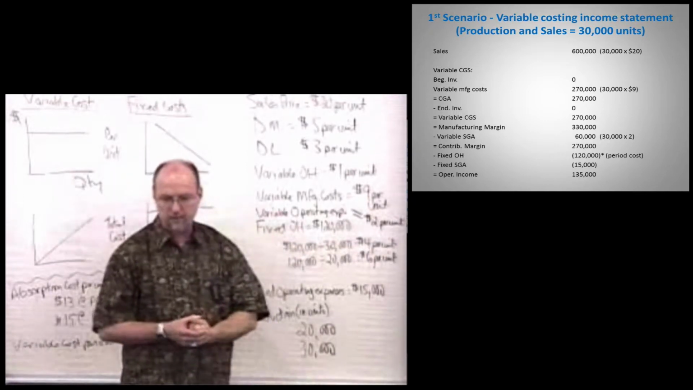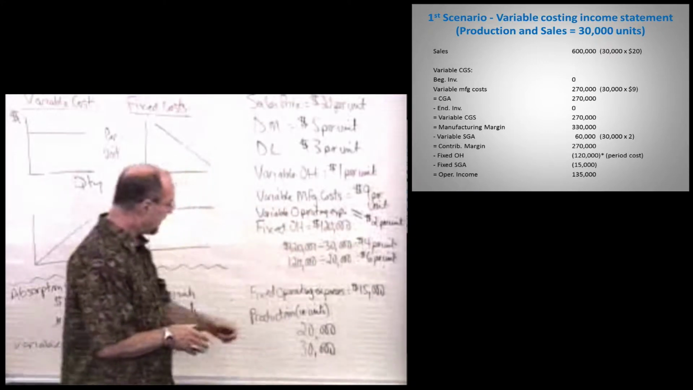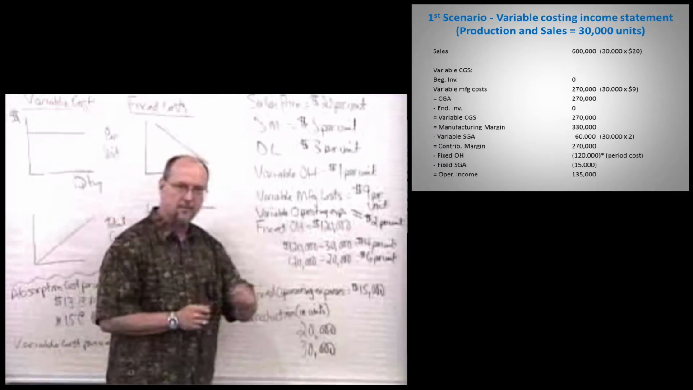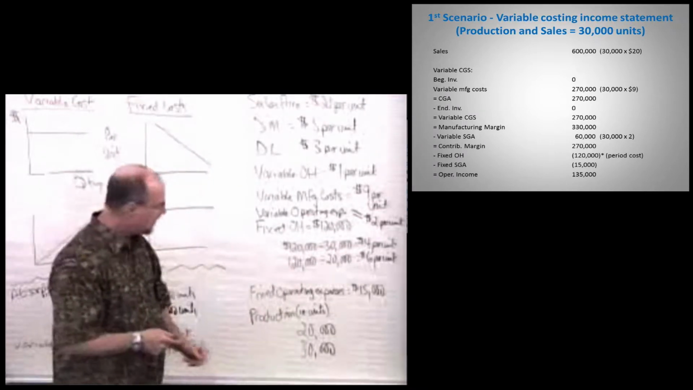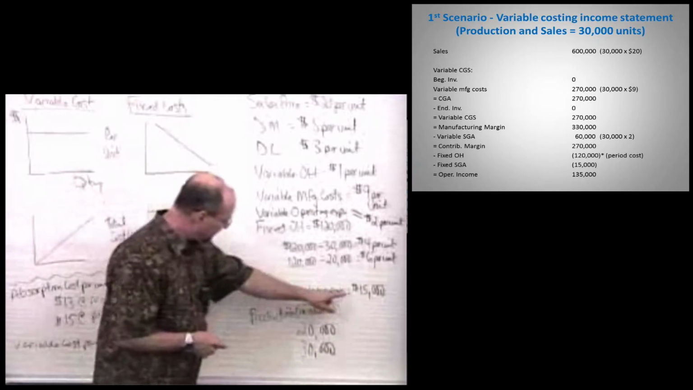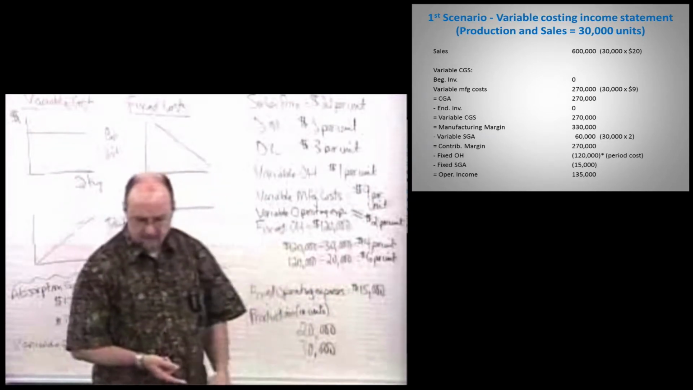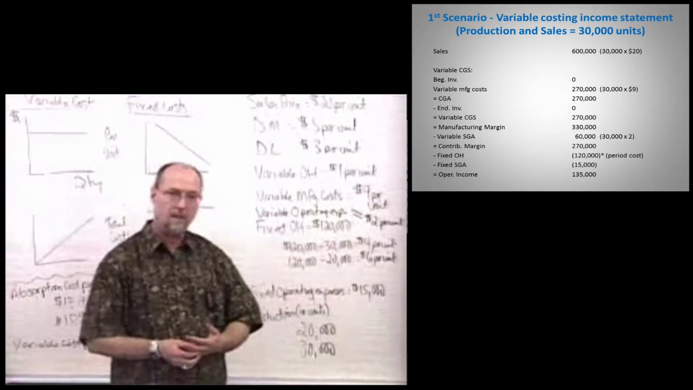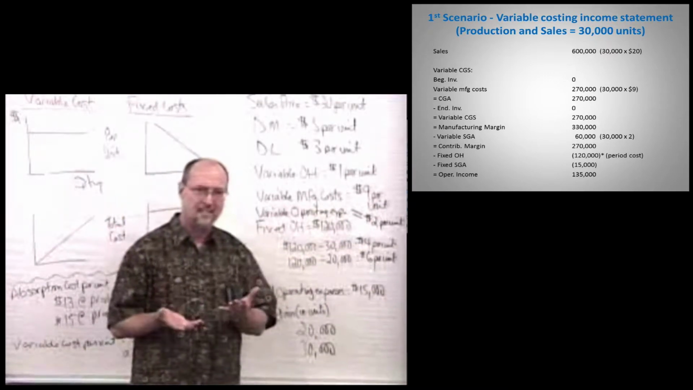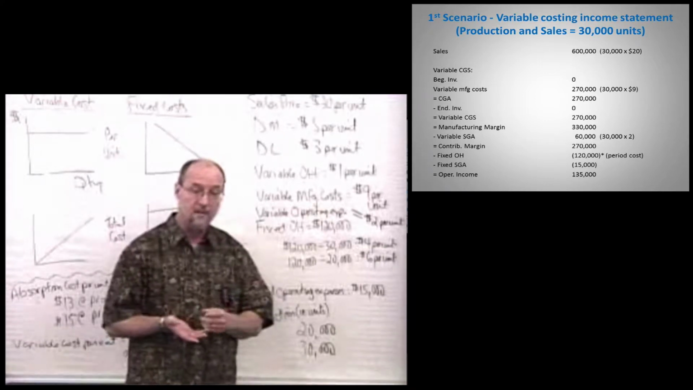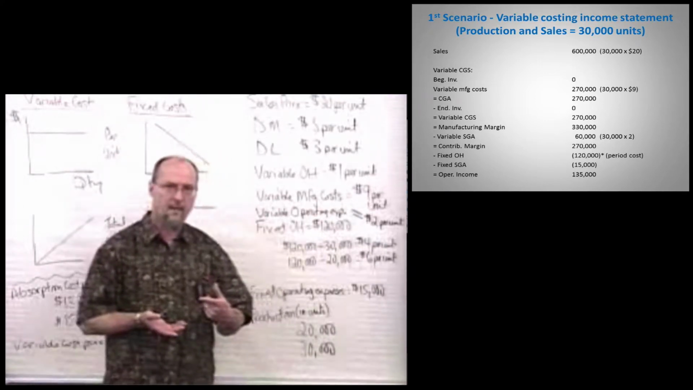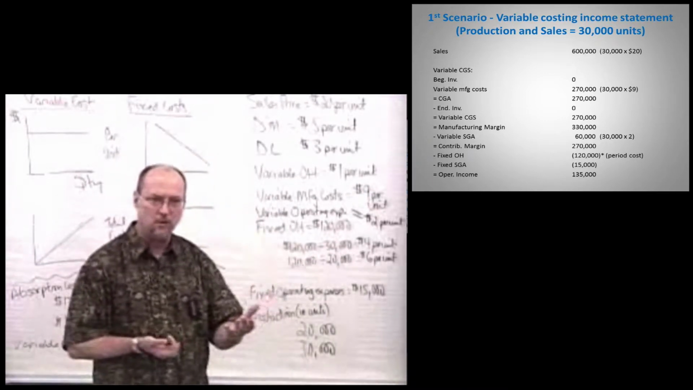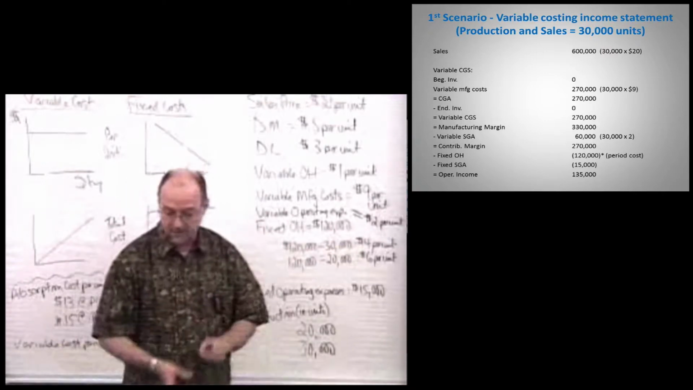So below contribution margin, there's my fixed overhead. Remember, this $120,000 under variable costing gets expensed. It's a period cost. And there's my fixed operating expenses, selling, general, and administrative of $15,000. And this operating income, $135,000, is the same as it was under absorption costing. Why? Because we produced and sold the same number of units. Now, the next scenario, we're going to produce more than we sell, and that's going to generate ending inventory. And so the numbers are going to change a little bit. So let's take a look.